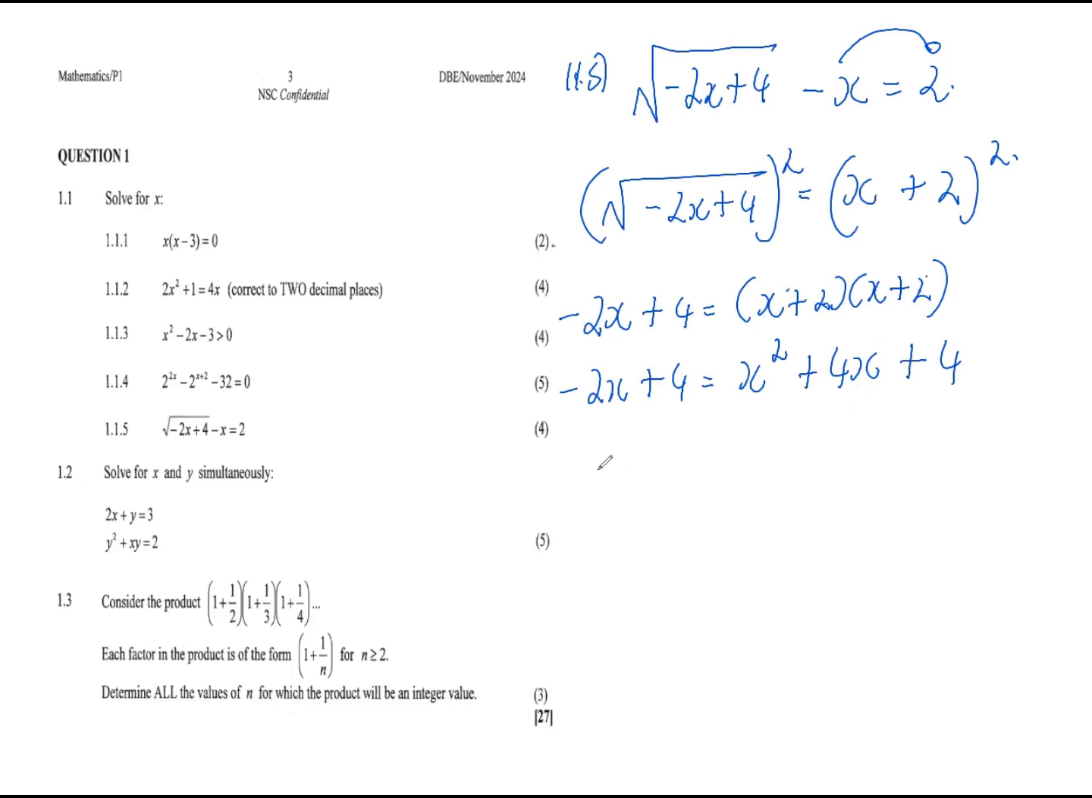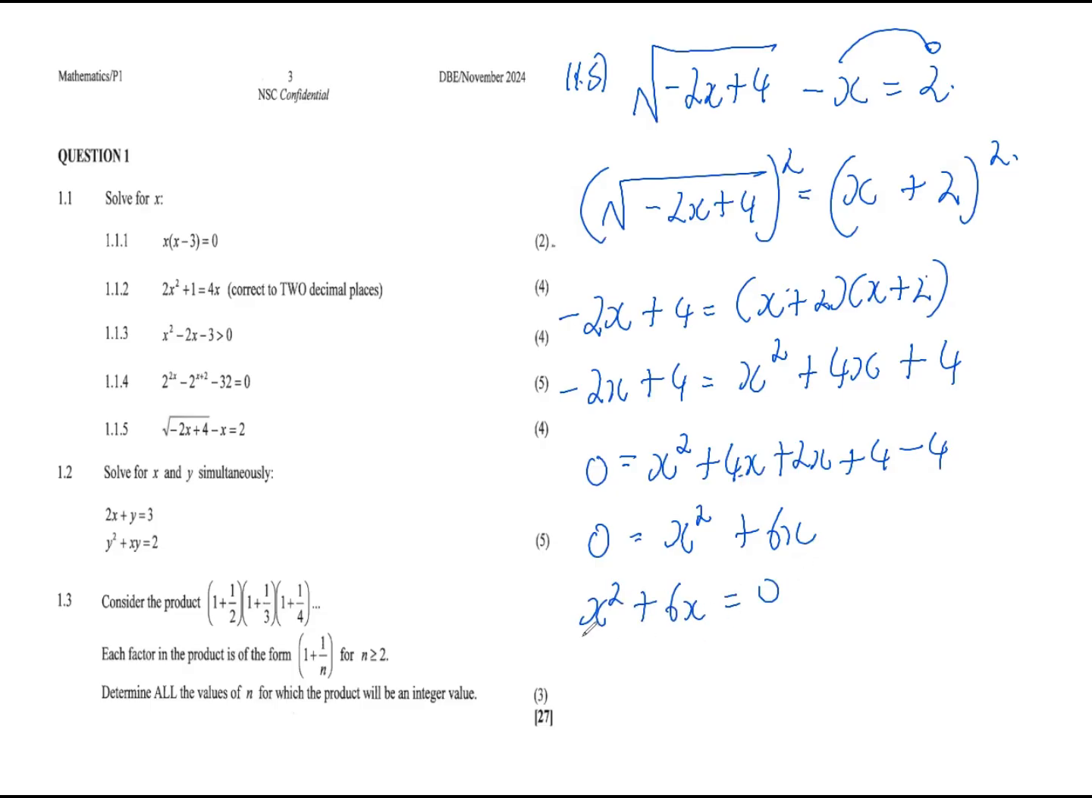If we take this all over to that side, we have x squared plus 4x plus 2x and then plus 4 minus 4. So there's the 0 there. Then we're going to have 0 is equal to x squared, 4x plus 2x, that's 6x, 4 minus 4, that's 0. So let's rearrange it. We're going to have x squared plus 6x equal to 0. The common factor between the two terms is x. So factor out x, we're going to have x times x plus 6 equal to 0.